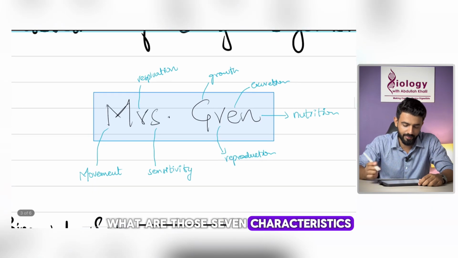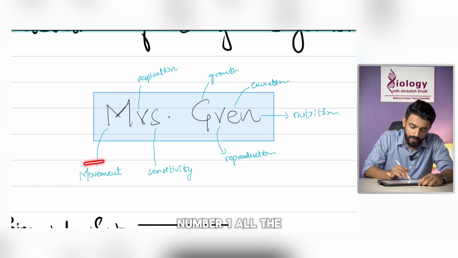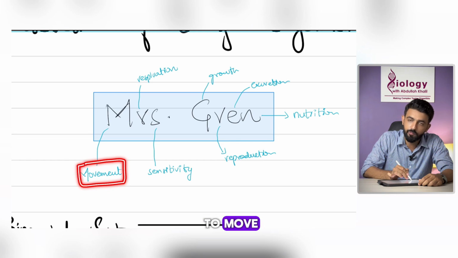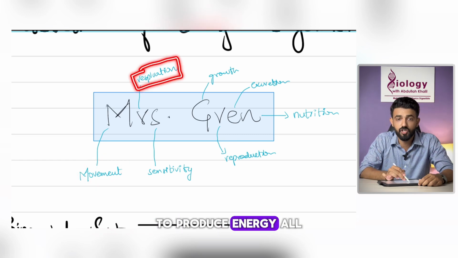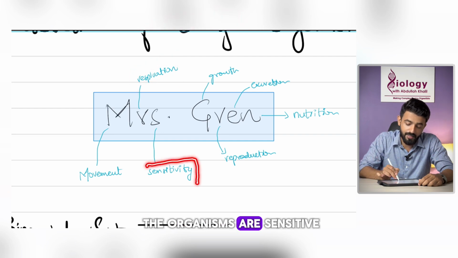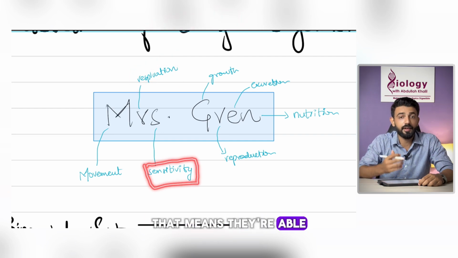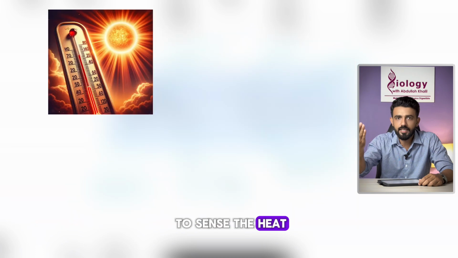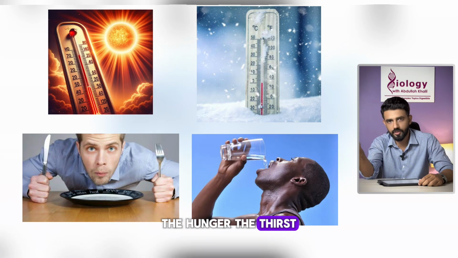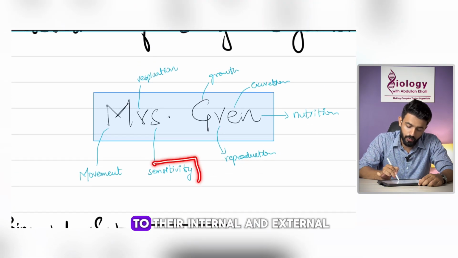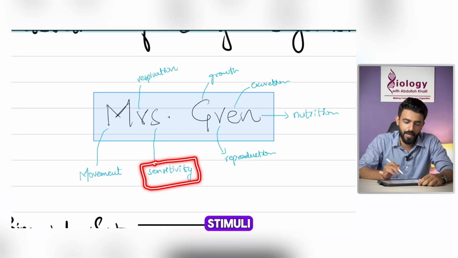What are those 7 characteristics? Number 1, all the organisms should be able to move. All the organisms should be able to respire to produce energy. All the organisms are sensitive. That means they're able to sense the heat. They're able to feel the cold, the hunger, the thirst. So they are sensitive to their internal and external stimuli.